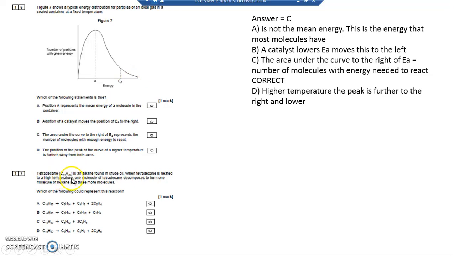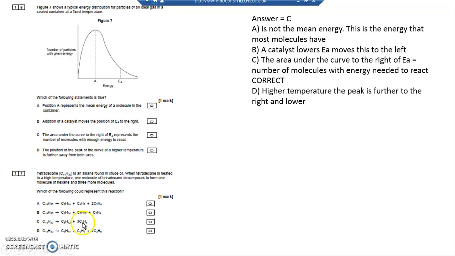17. Tridecane, C14H30, is found in crude oil and decomposes to form one molecule of hexane and 3 more molecules. Which is correct? Well, let's have a look. Let's try and eliminate some. So B forms hexane, that's right, C6H14, but it forms 2 other molecules, so B is incorrect, because it's only forming 2 other molecules, and it needs to form 3 other molecules.